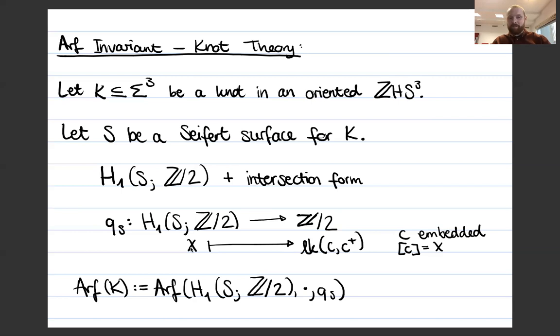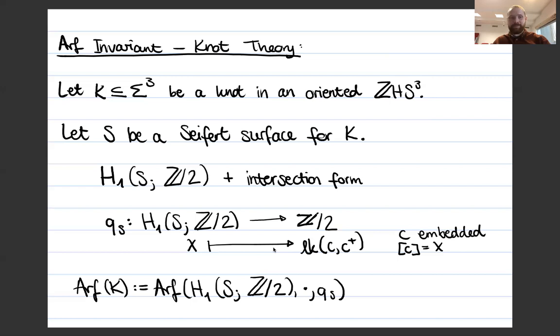Therefore, you just have to check that adding a tube doesn't change this Arf invariant, and that's something I leave to you. But this gives you this nice Z mod 2 invariant of knots. You can compute it, for example, for the trefoil in S3, if you'd like an example.